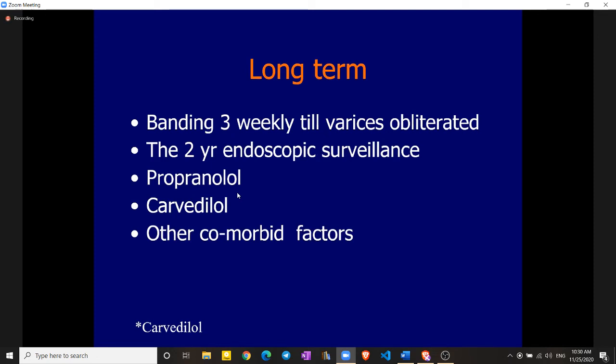Next. So long term, what do you do? So you band the patient about 6 weekly, right? 6 weekly till the varices are obliterated. Then every 1 to 2 years, you have to do surveillance, right? Very important to put the patient on a beta blocker, right? Non-selective beta blocker, either propranolol or carvedilol, right? Carvedilol has a slight advantage in primary prophylaxis and secondary prophylaxis propranolol, but for your level, either is okay, right? Either is okay.